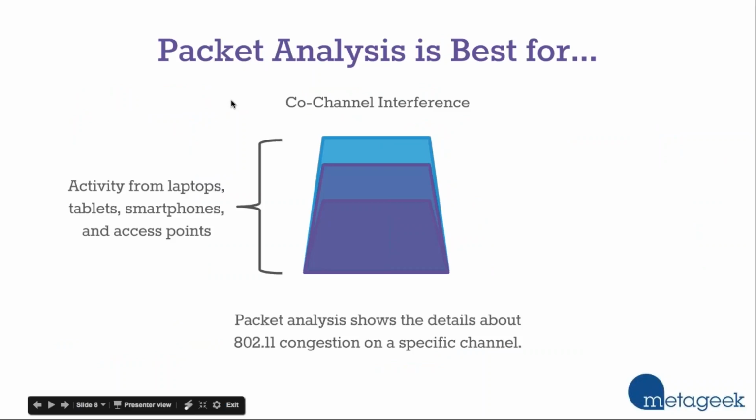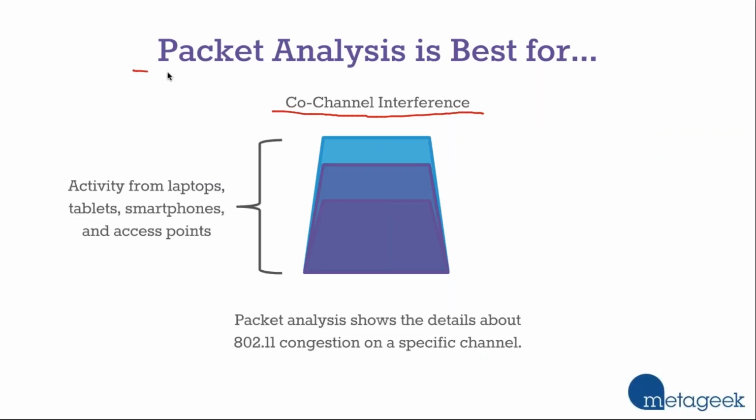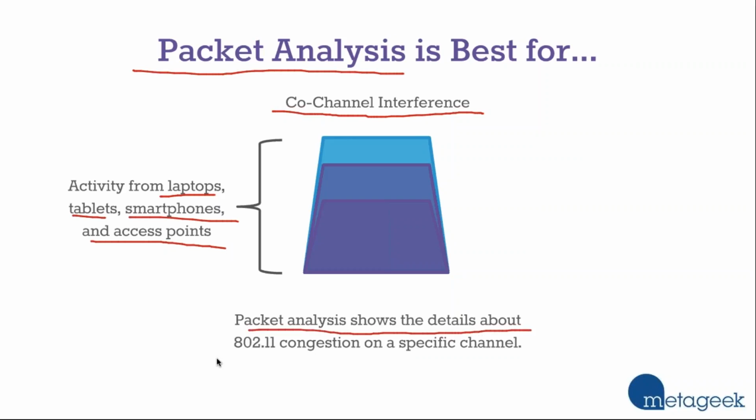So how do we look into this? Well, packet analysis is best for looking at co-channel interference. It's great for looking at a specific channel to see what is happening on that channel. With packet analysis, we're able to capture all of those wireless frames on that channel. We're able to capture all of that and look at those conversations between laptops and tablets and smartphones and access points. Packet analysis shows the details about 802.11, that's Wi-Fi congestion, on a specific channel.